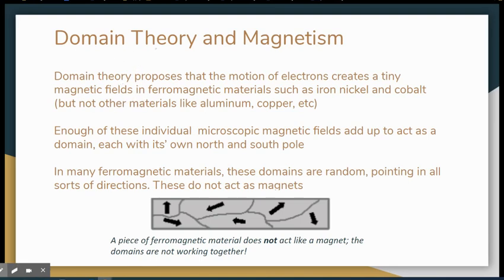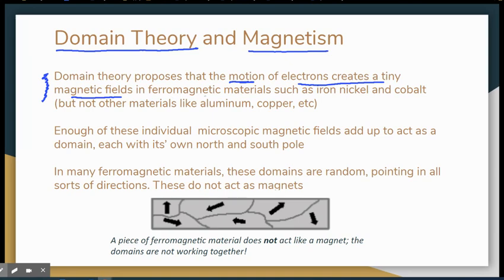So let's fast forward to the current theory about magnetism and its cause. It really comes down to something referred to as the domain theory. And just to be clear, it's not totally understood, but we have some pretty good ideas about what's happening between electricity and magnetism. So first of all, domain theory proposes that the motion of electrons creates tiny magnetic fields. Just like in Oersted's discovery, he found that it was the moving charge that made the compass needle deflect. It's really this motion of electrons that creates tiny magnetic fields.